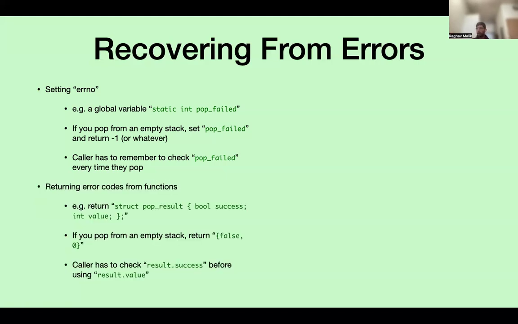Similarly, we can return an error code directly from the function, right? So instead of returning an integer value when we pop, we can return this struct pop_result. This contains a success flag and an integer value. You pop from an empty stack, return false for the success flag, and then again, whatever garbage value you want. And then the caller just has to remember to check the success flag before using the value returned.